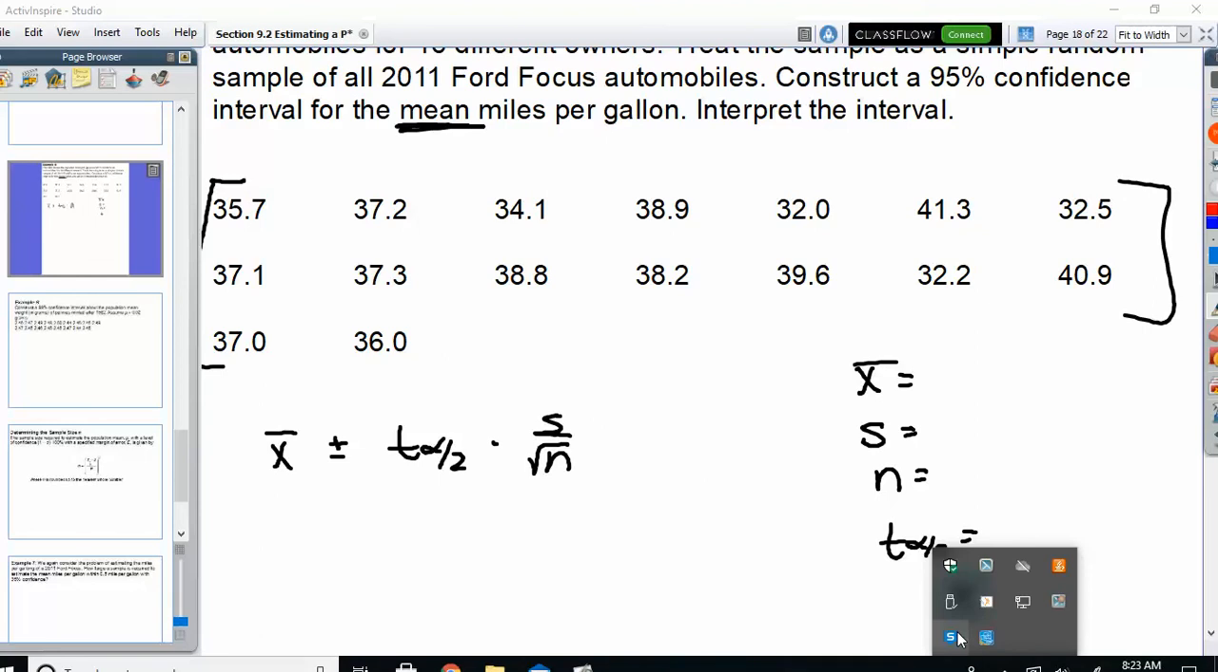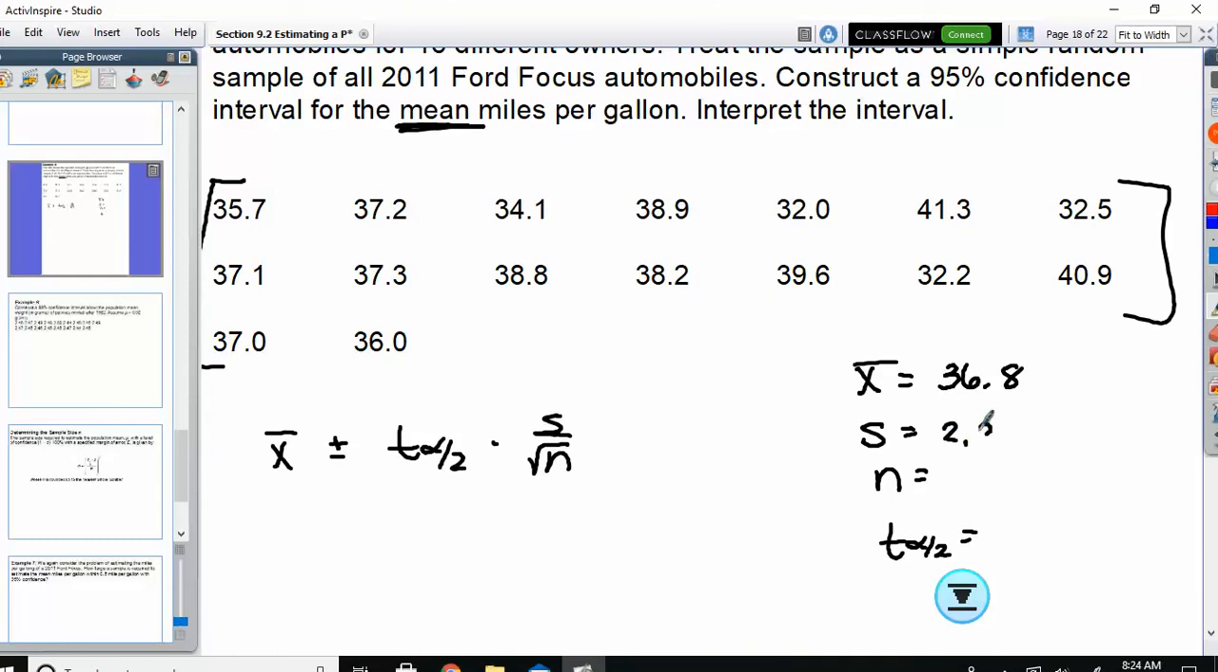So what is our value for x bar? 36.8. Okay, our S. 2.917 approximately, depending on how many decimals you go with. What's my N? 16. Okay, it doesn't tell us our T value. So we need to figure that out.